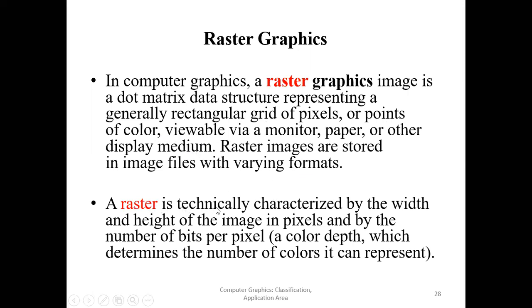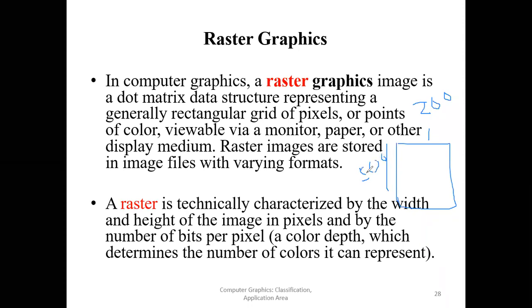Next definition, a raster is technically characterized by the width and height of the image in pixels. So let's assume that this is the image. If you have 200 pixels in this axis and 500 pixels in this axis, the raster image will be defined as 200 into 500, or 500 into 200, depending on the X and Y. Normally we represent the X first, then Y. So if I take this picture, this will be X, that means X will be 200, and this will be Y, Y will be 500.